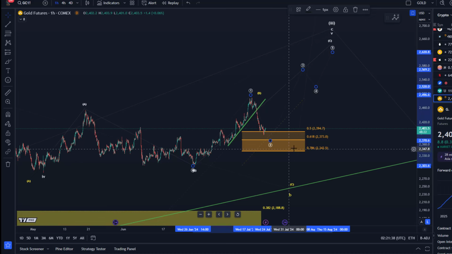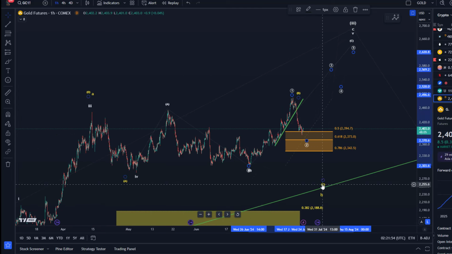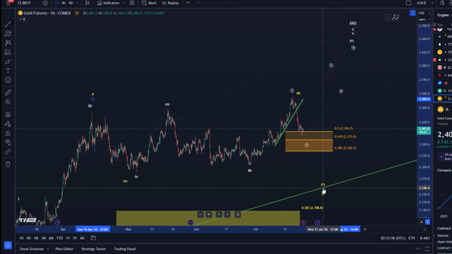But as long as we're holding 2,342 USD, the focus could be on further upside. And we will zoom in in a minute. I'll tell you about the microstructure for this scenario. Below 2,342, we're likely moving down in wave C of a larger B wave. In this case, we might not go down much lower, right?